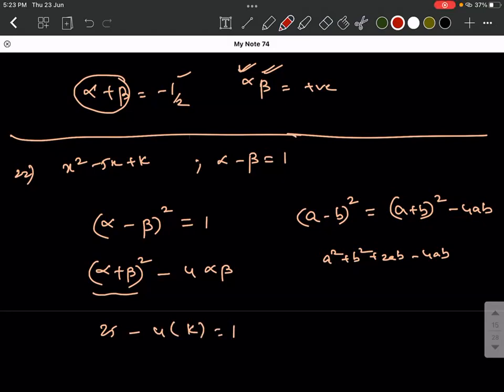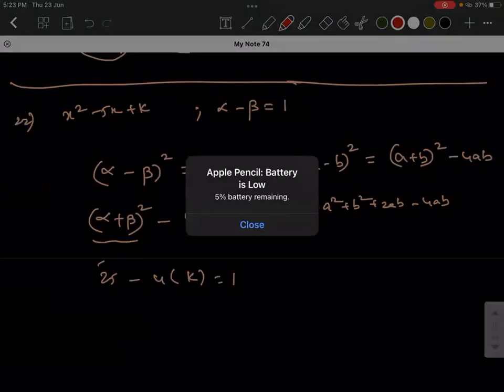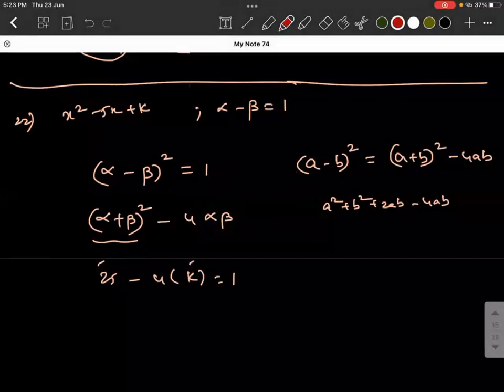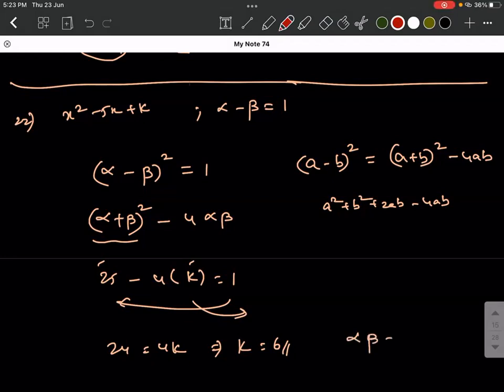Whenever you have alpha minus beta, the only option is to square on both the sides and write it in terms of sum and product. Alpha minus beta the whole square, you can write as alpha plus beta the whole square minus 4ab. It's an identity. Alpha plus beta is 5, so 5 square is 25, minus 4 into alpha beta, which is k, is equal to 1. So I'll bring 1 this side, 4 to the other side. So 24 is equal to 4k, which implies k is equal to 6. So I'm able to see option C as k is equal to 6. But what is k? K is alpha beta also. So alpha beta is also 6.